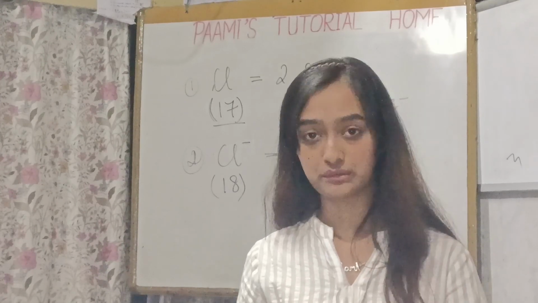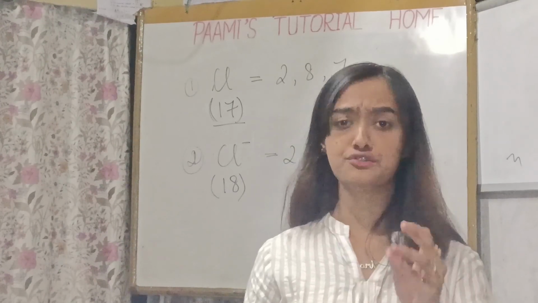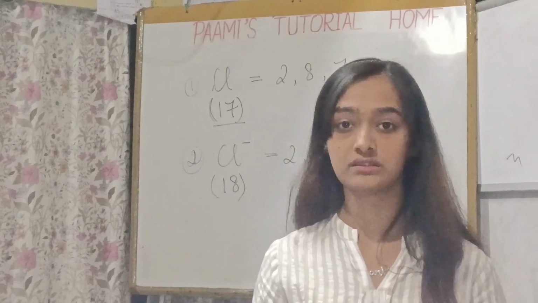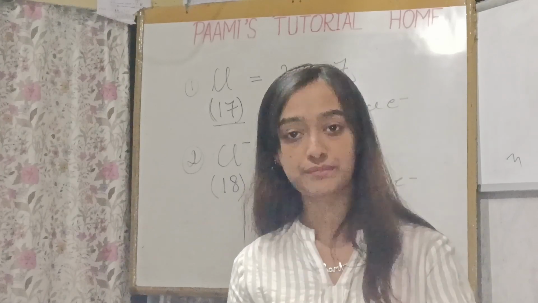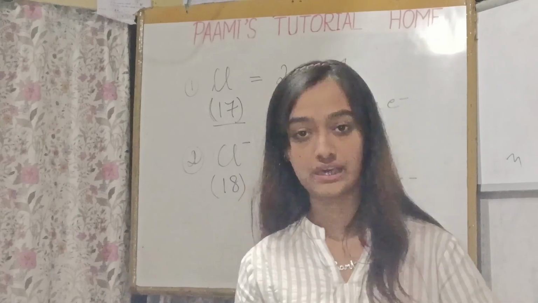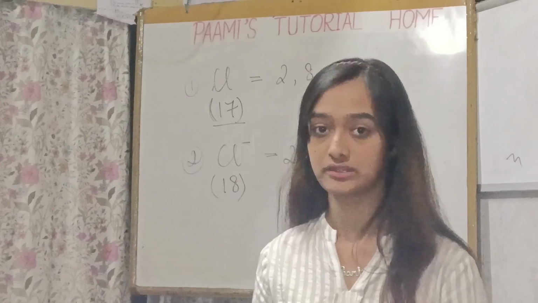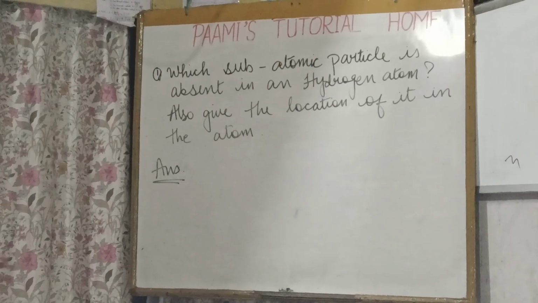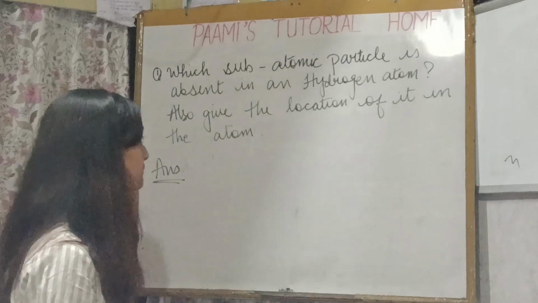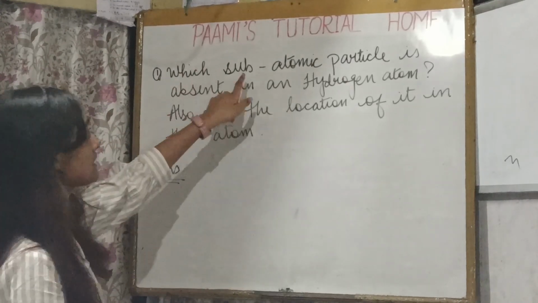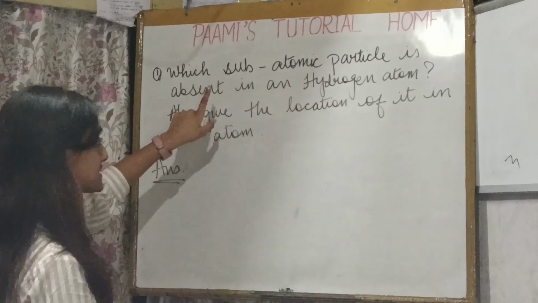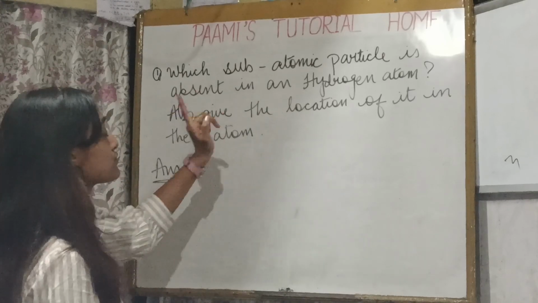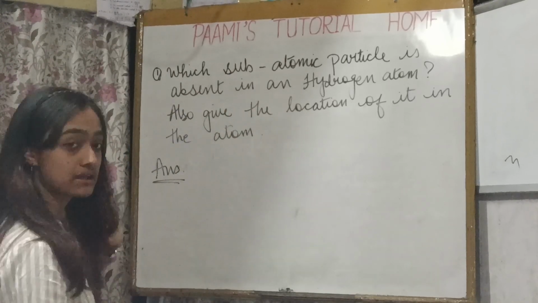Now I have a few extra questions. After you're done practicing those, you don't have to study anything from this chapter. If you get any question in depth, you can answer everything. Okay? So I come up with my questions now. So this is your first extra question. What does it say? Which subatomic particle is absent in a hydrogen atom? Also give the location of it in the atom.